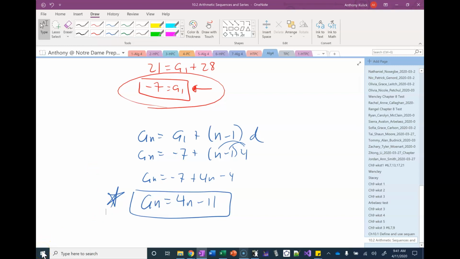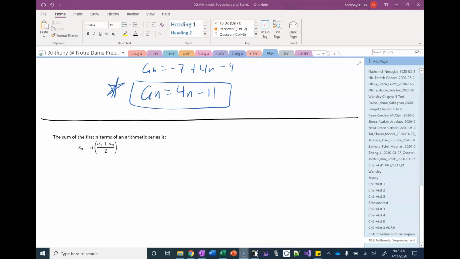Now we'll start talking about arithmetic series. So when we talk about arithmetic series, we have a handy formula for calculating the sum. So the sum of the first n terms of an arithmetic sequence or series is the number of terms times the first term plus the last term divided by 2. So it's like n times the average of the terms in the sequence. So let's look at a couple of examples.